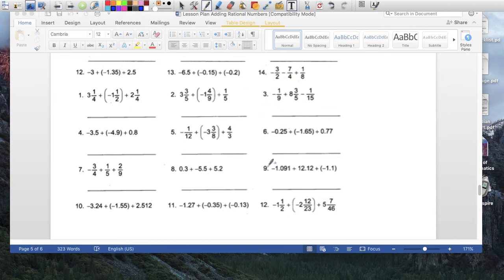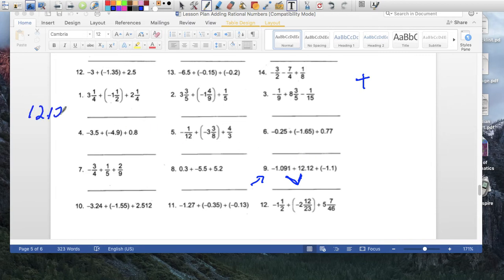Let me do, well, they're all the same. Let me do this one, just randomly pick. So let's do these first two. Negative 1.091 plus 12.12, which is a bigger number with a bigger absolute value? Obviously, it's 12.12. So I know my answer is positive, right? It's going to be positive something. And that's negative and that's positive. So we have to actually subtract.